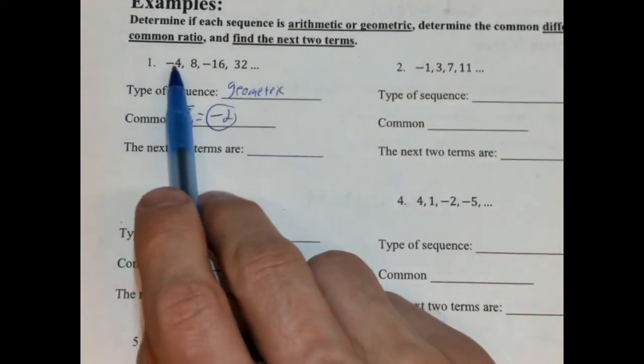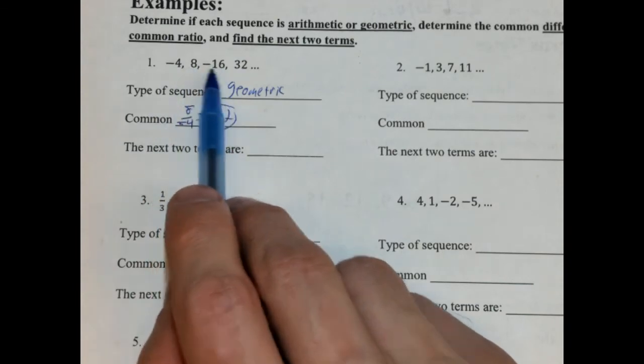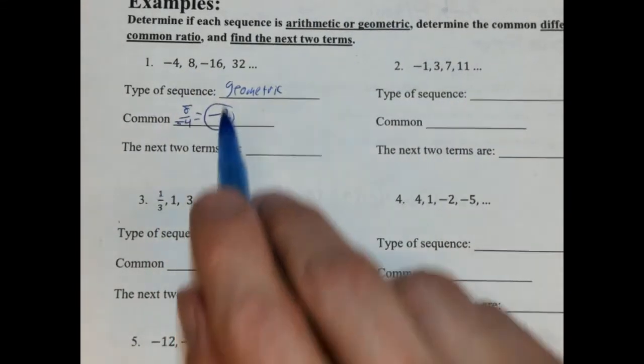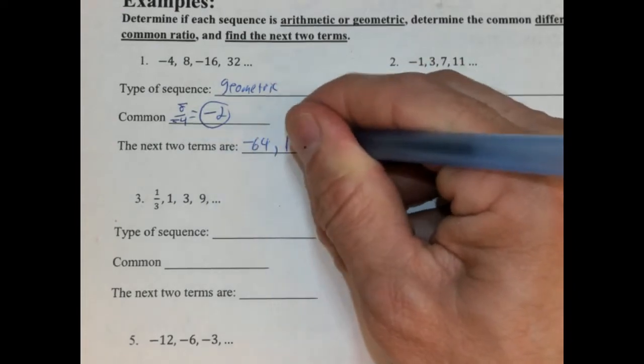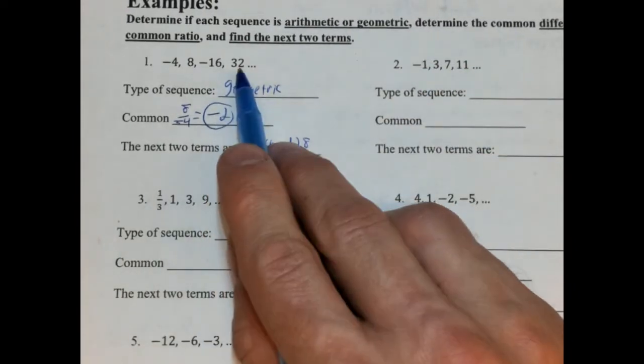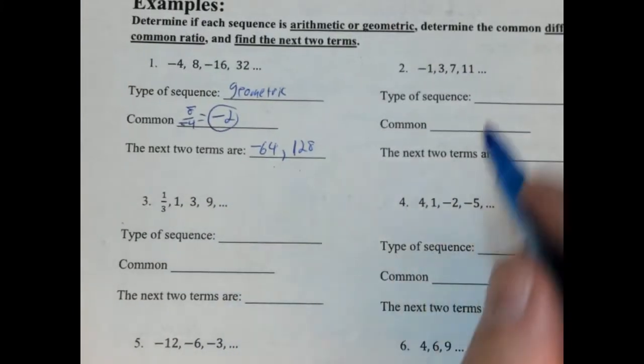And now you can see it. So -2 times this is 8, -2 times this is -16, so forth and so on. The next two terms, we'll multiply this. So this will be -64, and then positive 128. And we found that just by simply multiplying this by 32 and then by -64.